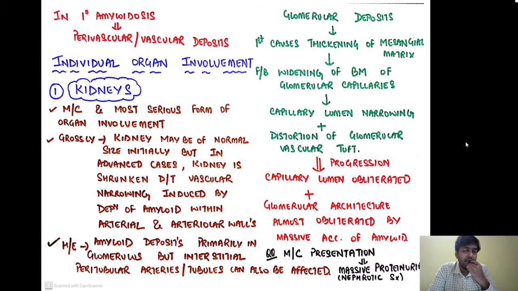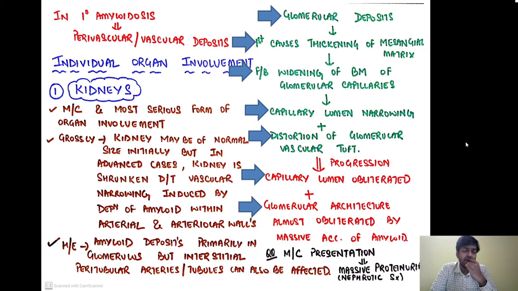So if you see the basic pattern of deposition, the glomerular deposits first cause thickening of the mesangial matrix. That is followed by widening of the basement membrane of the glomerular capillaries. That is followed by capillary lumen narrowing plus distortion of the glomerular vascular tuft, and ultimately it leads to capillary lumen obliteration, and the glomerular architecture is almost obliterated by massive accumulation of amyloid. And the most common presentation of amyloidosis of the kidney is massive proteinuria, that is nephrotic syndrome.